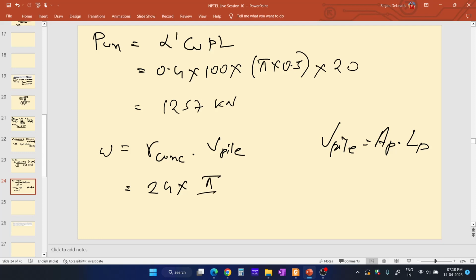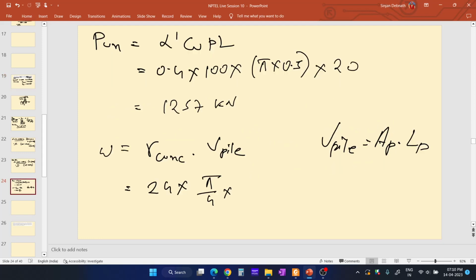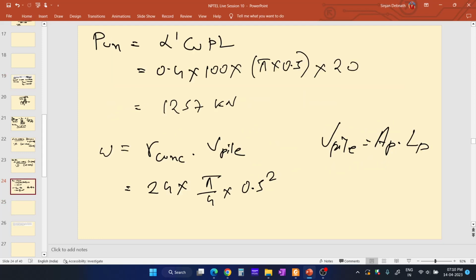So 24 into pi by 4 into d square into how much? What is the diameter of the pile? Diameter of the pile is 0.5 meter. So pi by 4 into 0.5 square, into length of the pile. What is the length of the pile? Length of the pile is 20 meter. So into 20. This one is d, this one is d, and this one is L. Now if you calculate this, you will get the value of W to be 94 kilonewton.